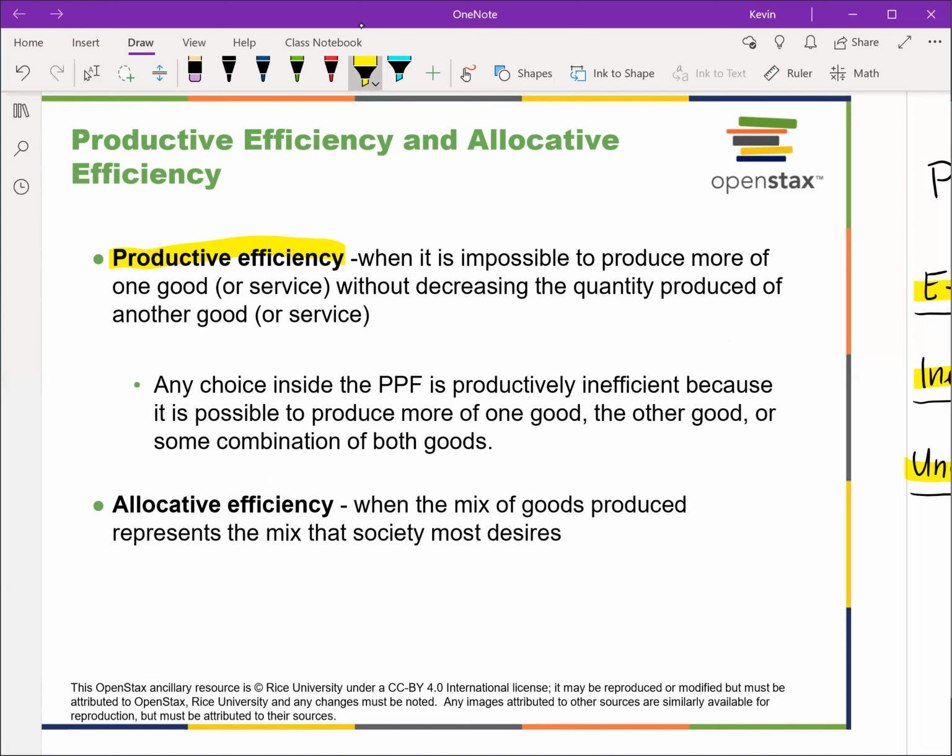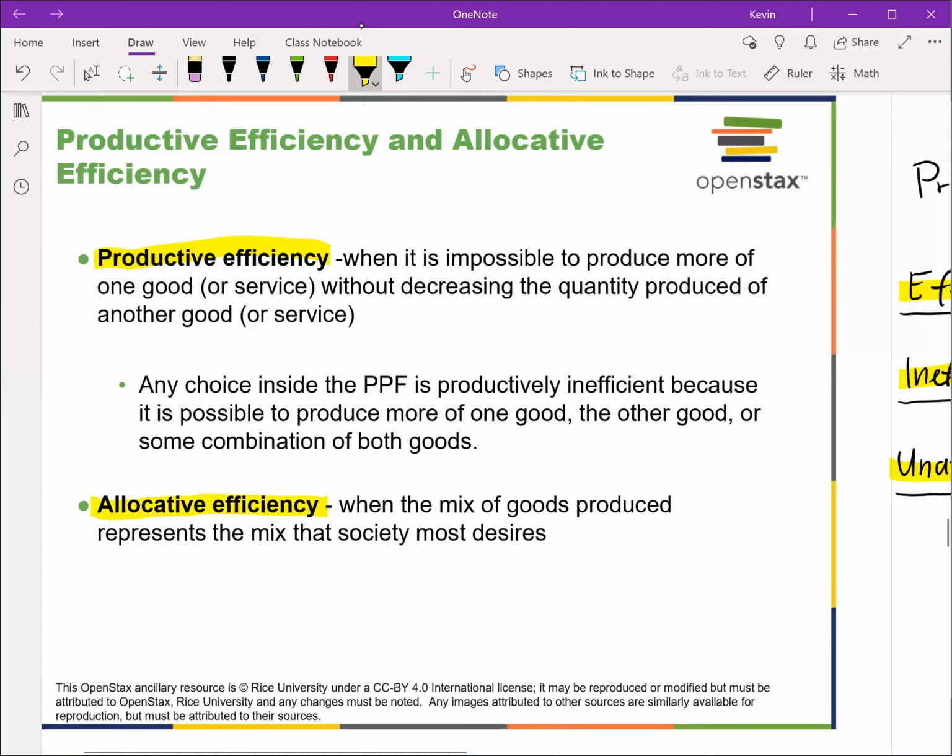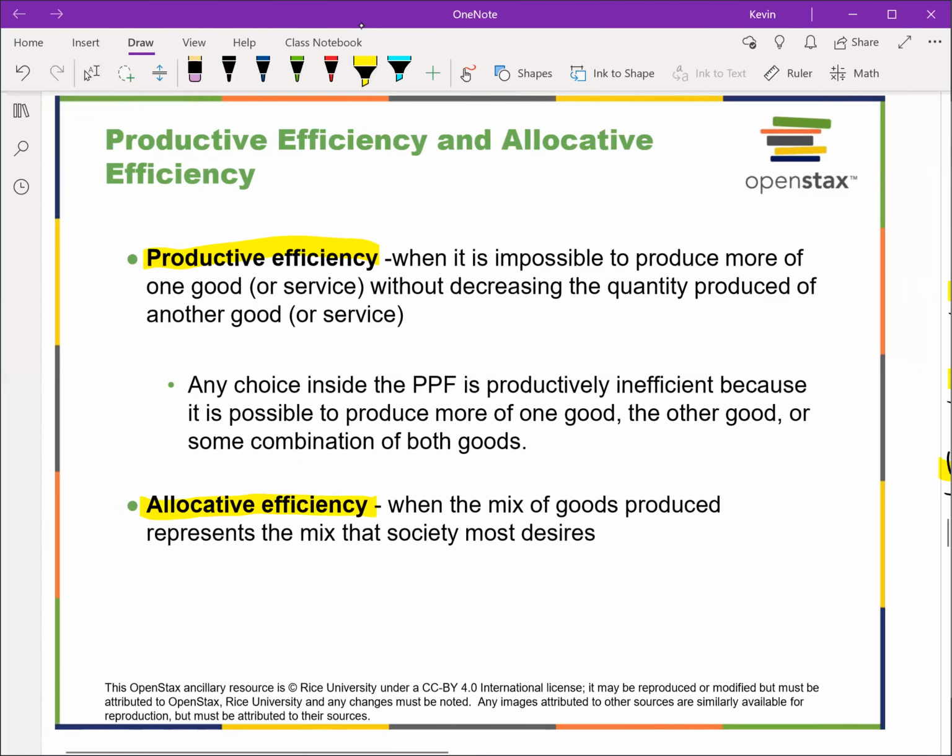What that brings us to is what's called allocative efficiency. What this says is that we have a mix of goods that actually benefits society, or as the phrase here says, the mix society most desires. So in our left and right shoes, we have maybe 50 left and 50 right shoes instead of 100 left and 0 right.